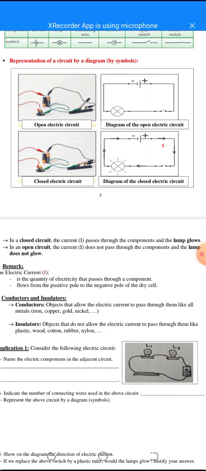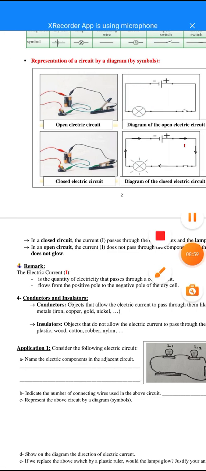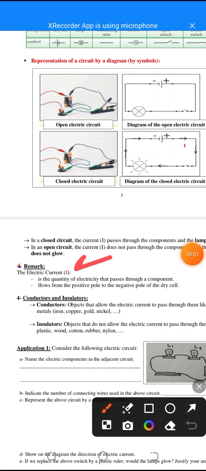So what's the meaning of electric current I? Electric current I, remember, is the quantity of electricity that passes through the component. Okay, so how much electricity is moving in the lamp? And it flows from the positive pole to the negative pole of the dry cell.